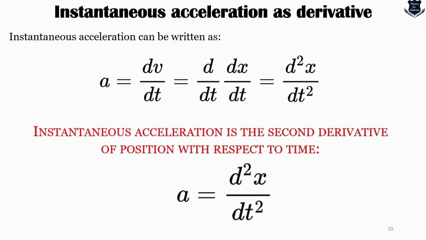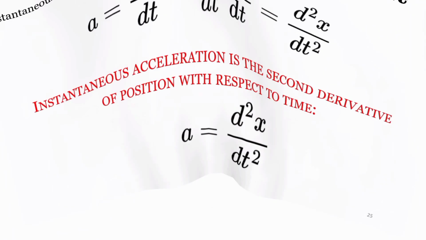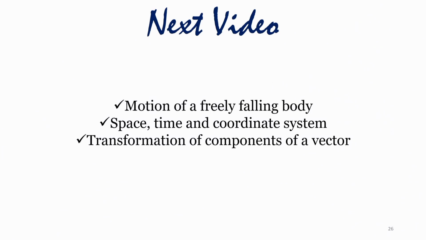So that brings us to the end of today's video. We have explained a lot about circular motion, uniform motion, instantaneous acceleration, centripetal acceleration, and so on. In the next part of the video, I will be talking about motion of a freely falling body, space-time and coordinate system, and transformation of components of vector. This would be a little more into transformation of coordinates and how things happen. So that's it for circular motion and other parts.